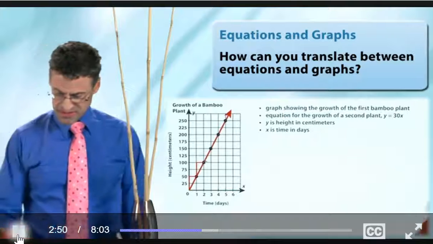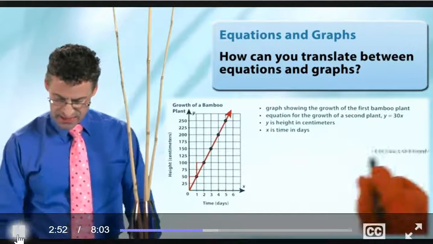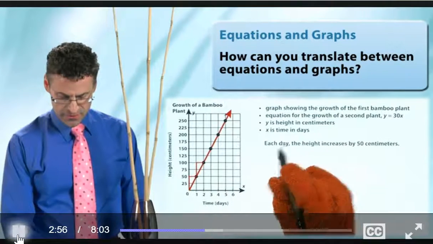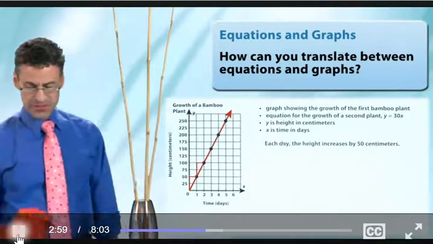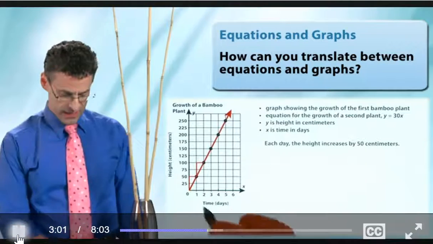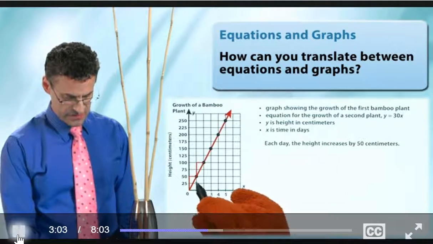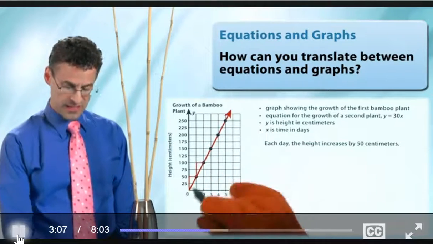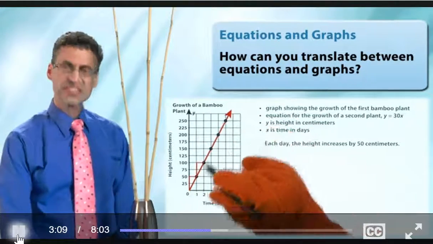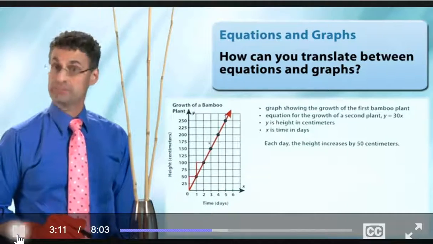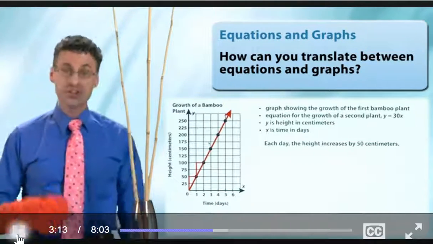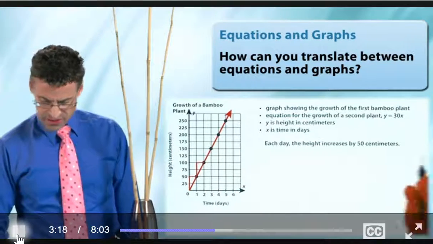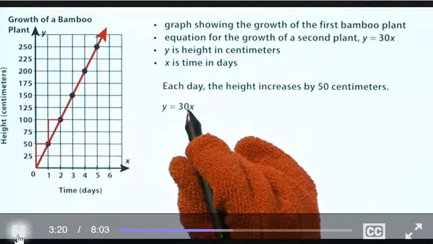And what that really tells us is that each and every day, the height of the first bamboo plant increases by 50 centimeters. We can see that because one day, 50 centimeters, another day, 50 centimeters, and so forth. So we can see it. It kind of determines the steepness of the line. Okay, now let's turn to the second plant. That one we don't have the graph for, we're just given an equation, but it turns out that is enough for us to think about.